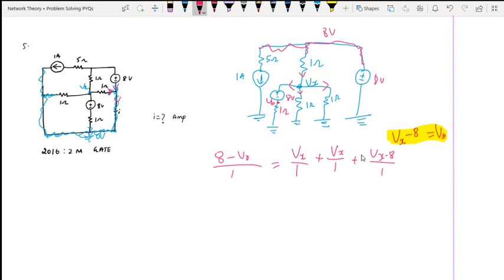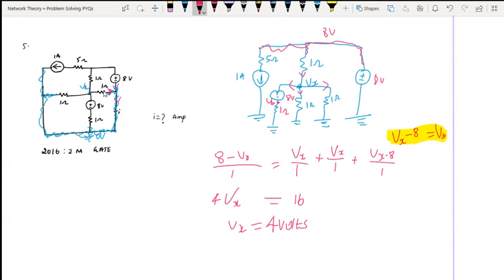I'm taking all the Vx to one side. If I take all the Vx to this side, it will be 2, 3, 4 Vx. So 4 Vx equals 8, and 8 plus 8 will be 16. So Vx happens to be 16 by 4, that is 4 volts. Okay, I just found Vx, I haven't found everything. I need to find what is I.